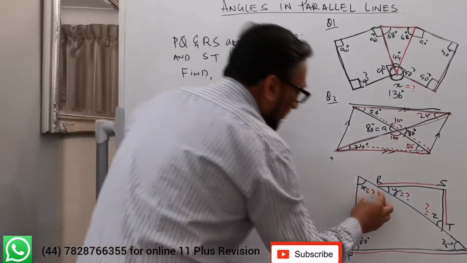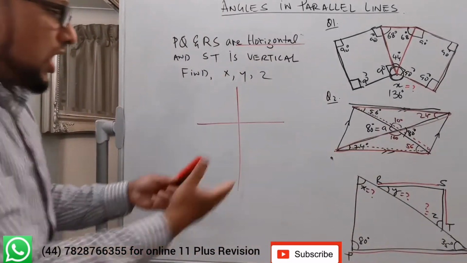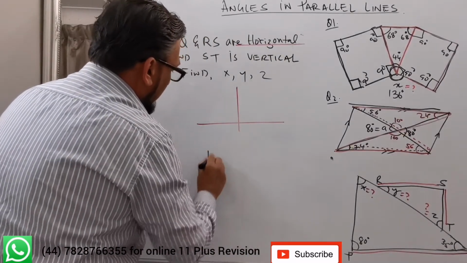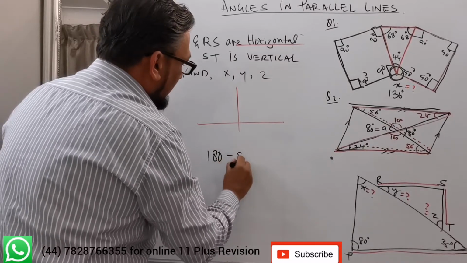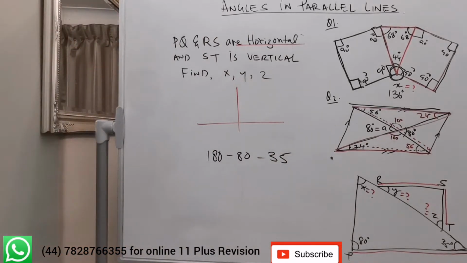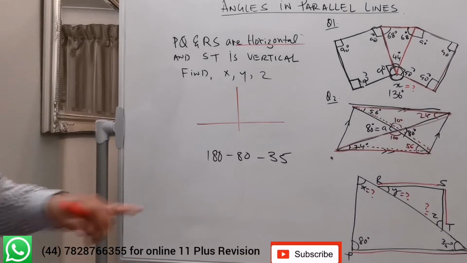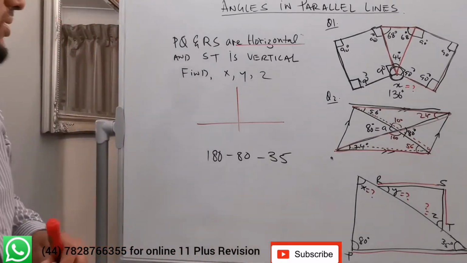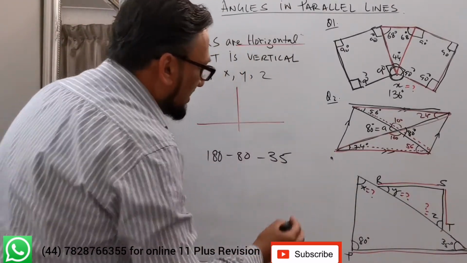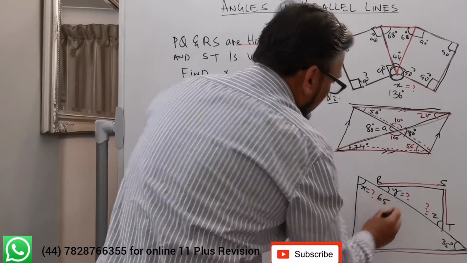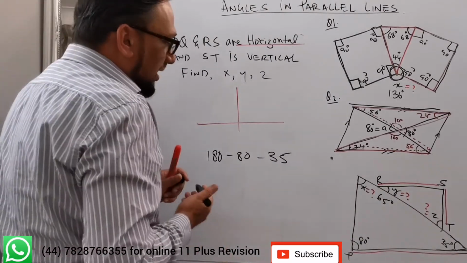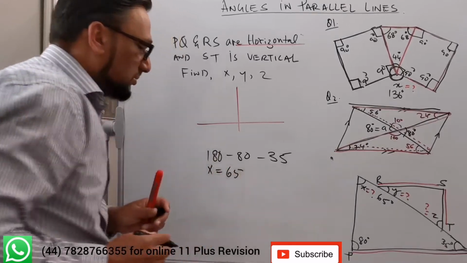So first we need to find the value of X, which is very easy and simple. So how we can work out, okay? 180 minus 80 and minus 35. So if we take off 80, which is 100, and 100 take off 35, the answer for this one will be 65. So X we found, X equal to 65 degree.